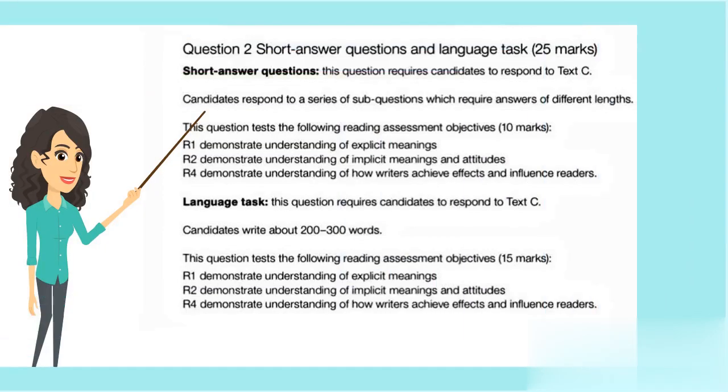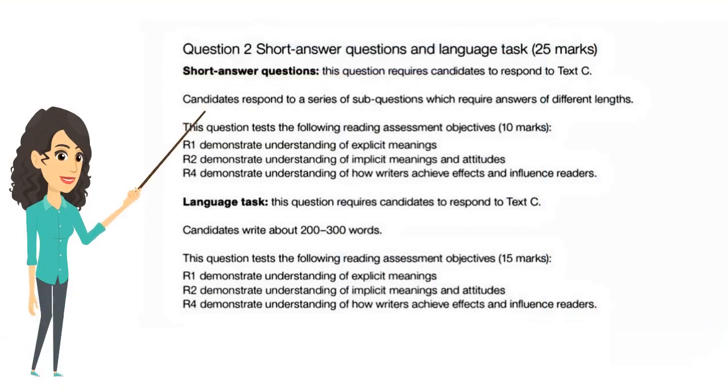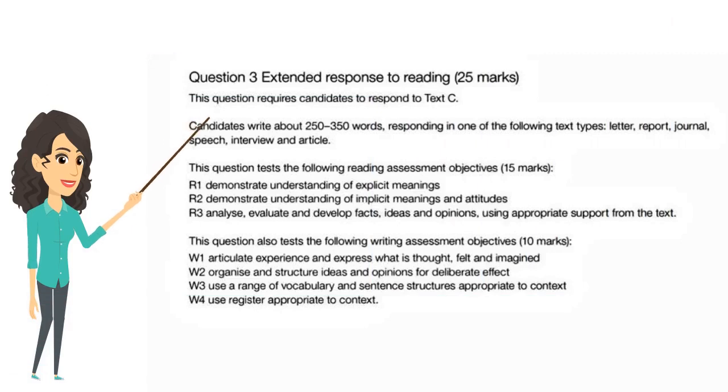Question 2 is a short answer section. You have to respond to sub-questions based on text C. These questions test your understanding of how writers achieve effects and influence readers. You should spend around 10 to 12 minutes on questions 2A to 2C, as they have 10 marks each. For question 2D, which has 15 marks, follow this time management: 10 minutes for planning, 12 minutes for writing, and 3 minutes for proofreading.